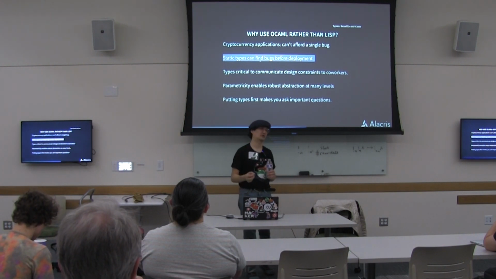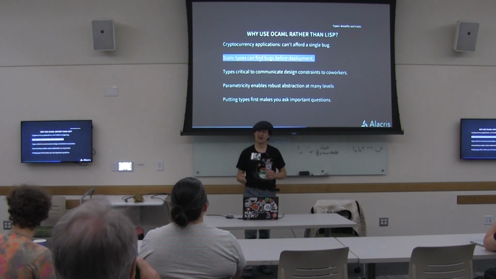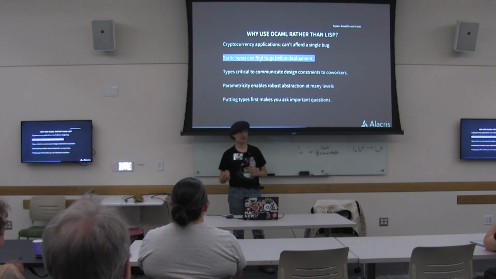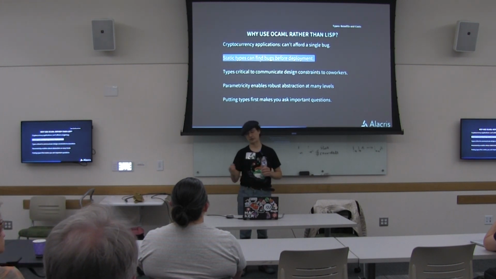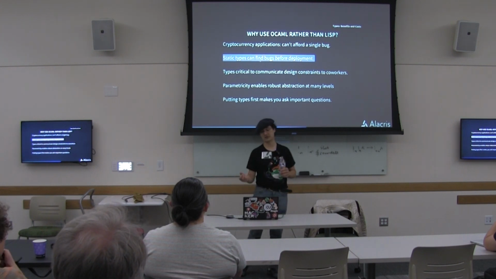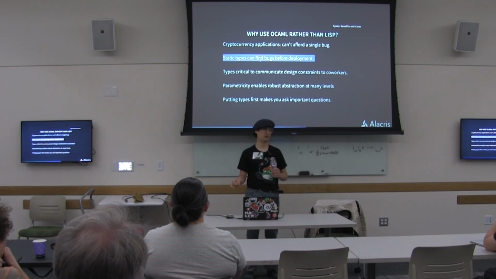So types also critically communicate design constraints to coworkers. When I started this project, I found I would not be able to finish this project alone, so I needed to have types. And whether they're enforced or not by the system, I need to have them. When they're enforced by the system, it's easier to detect if one of the workers has failed.